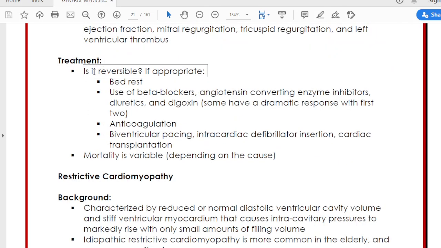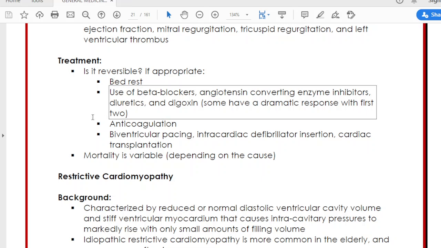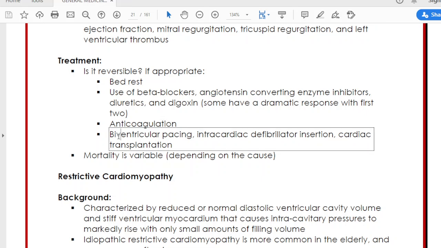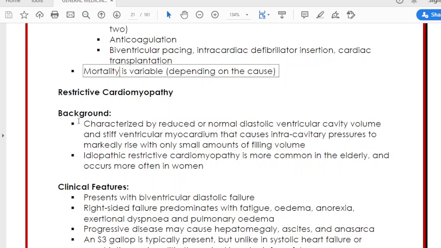Treatment. Is it reversible? If appropriate, bed rest. Use of beta blockers, angiotensin-converting enzyme inhibitors, diuretics, and digoxin. Some have a dramatic response with the first two. Anticoagulation, biventricular pacing, intracardiac defibrillator insertion, cardiac transplantation. Mortality is variable, depending on the cause.